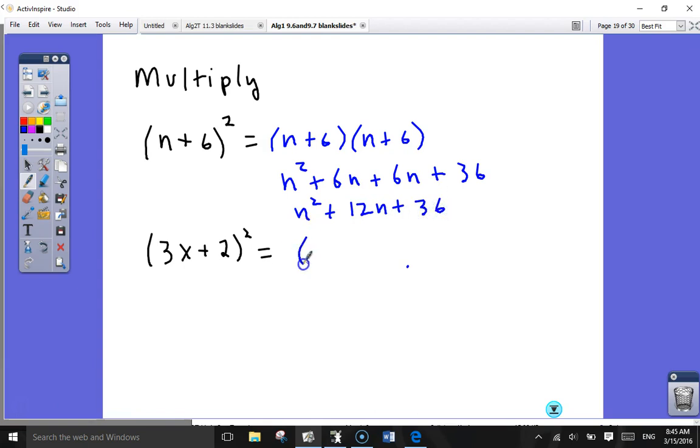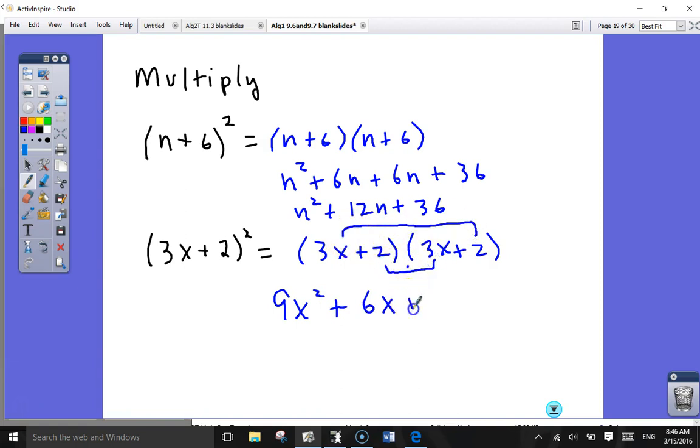How about the next one? 3x plus 2 times 3x plus 2. It should be the first term squared. What's 3x times 3x? 9x squared. 3x times 2 is 6x, and you do that twice, so you get this one and this one, and then 2 times 2 is 4. Again, it's the first term squared plus the last term squared plus 2 times the inner product, 3x times 2.